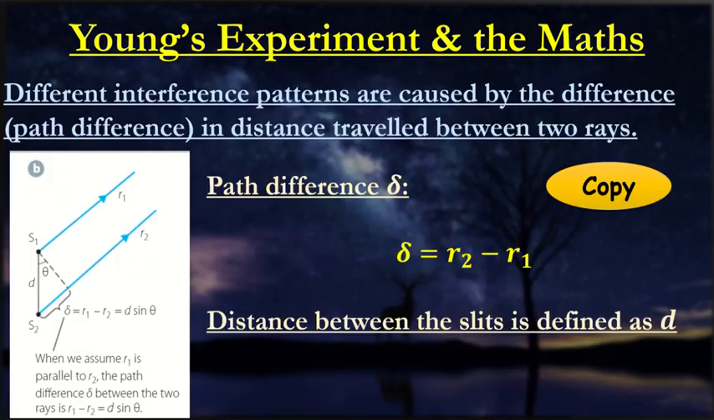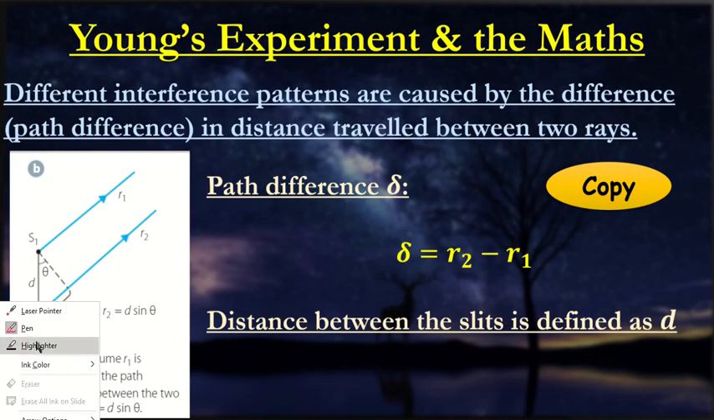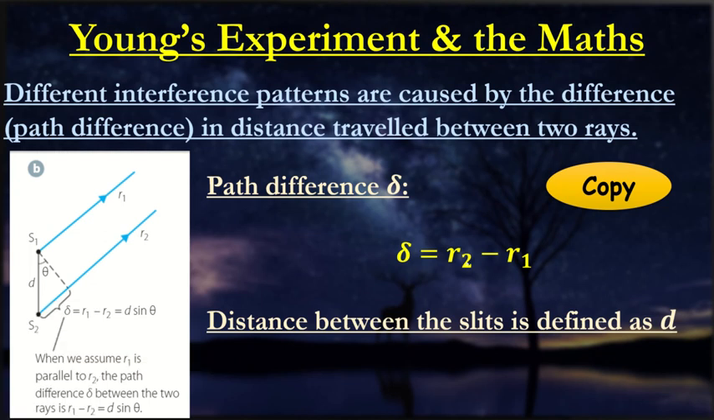So let's break this down a bit. The path difference: the formula we're going to use is delta for path difference, and we're going to say R2 minus R1 will be the path difference. As you can see, R2 has to travel longer, and so that's why we designate R2 as the thing that gets subtracted by R1. That will tell us the path difference that R2 has to travel in comparison to R1.